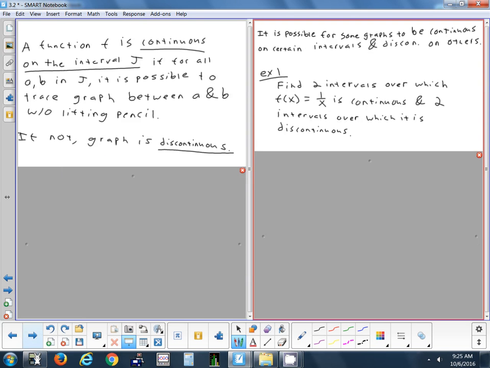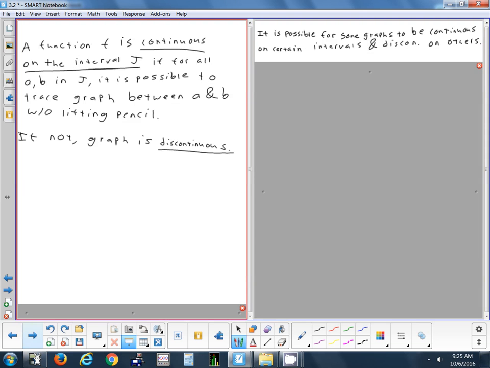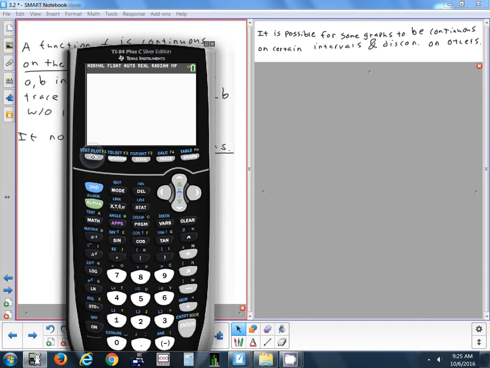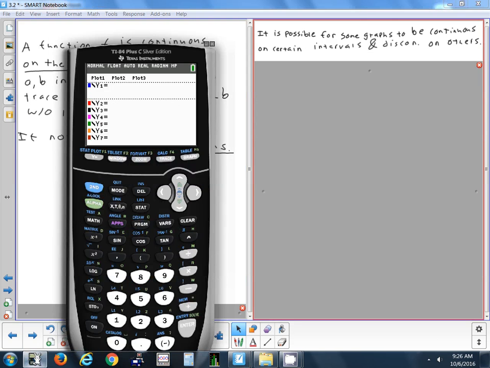Now, it's possible that you could have a graph that is continuous on some intervals but discontinuous on other intervals. I'm going to put up a picture and show you what I mean. I'm going to graph something similar to what you saw before. I'm going to graph 1 over x.